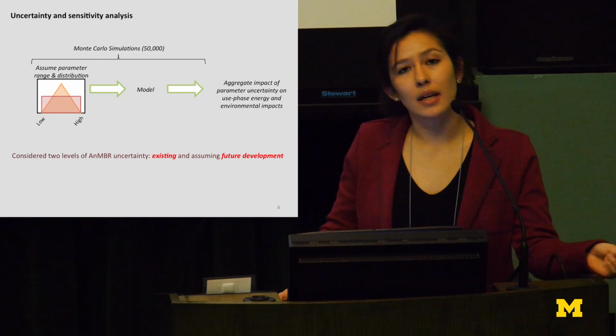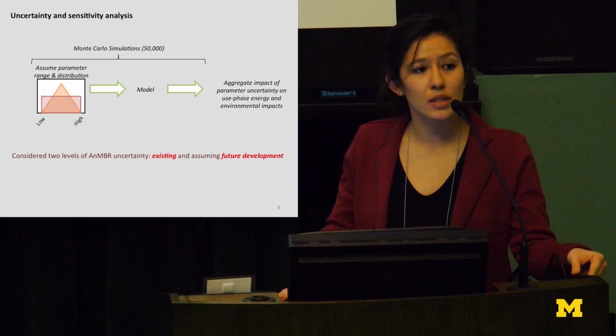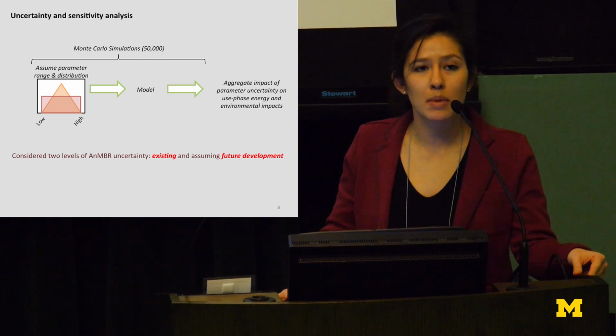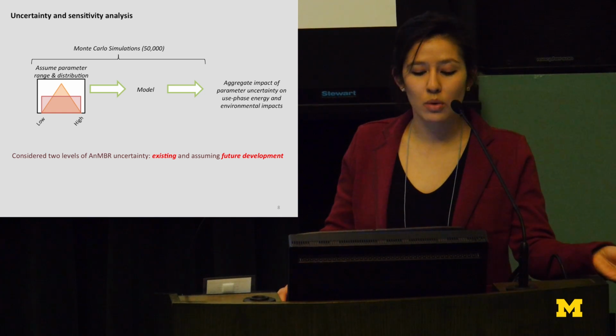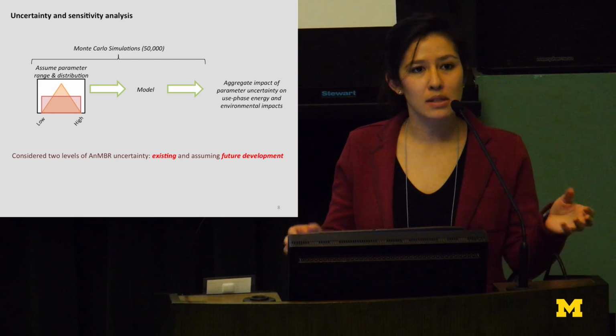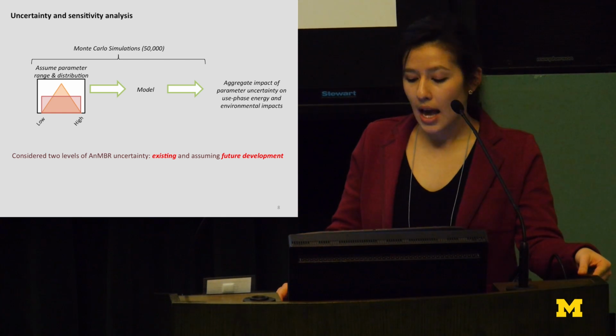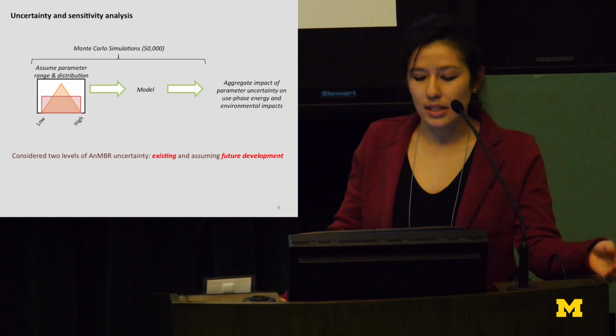And lastly, we did an uncertainty and sensitivity analysis, and that's because there's a large degree of uncertainty associated with some of the parameters that we used in our model, specifically for the anaerobic membrane bioreactor because it is an emerging technology. And so for each of the parameters that we used in our model, we assigned a possible range of values that they could assume and a distribution based on the likelihood of those values.